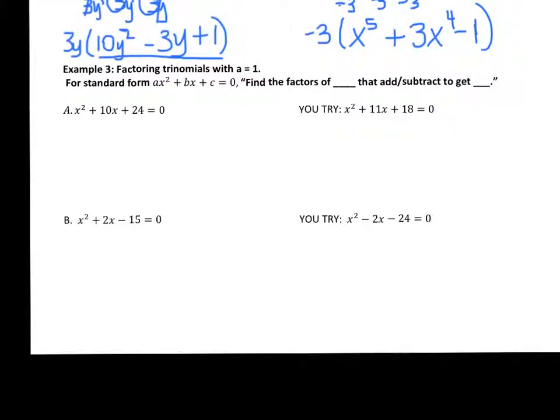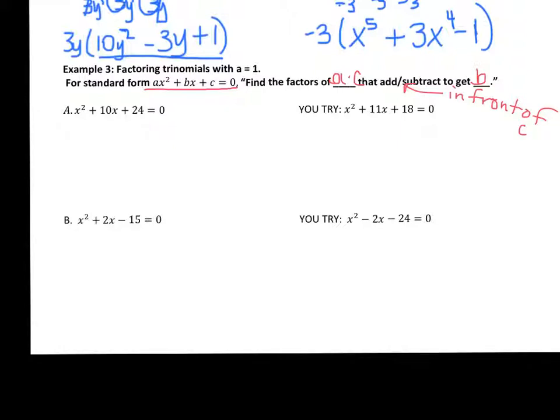All right, next, anytime you see a trinomial in standard form like this, ax squared plus bx plus c equals 0, we'll find the factors of a times c that add or subtract to get b. You'll know if you're going to add or subtract by the sign in front of the c. So let me show you what I mean.